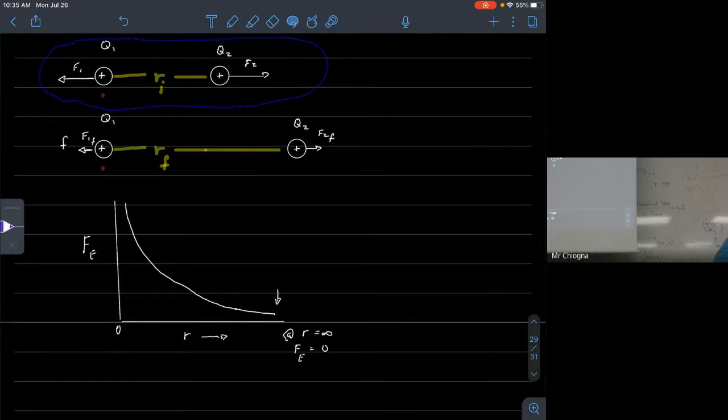This is very similar to gravity. Gravity would have the same graph. You can replace the E with G. You get the same looking graph for gravity.